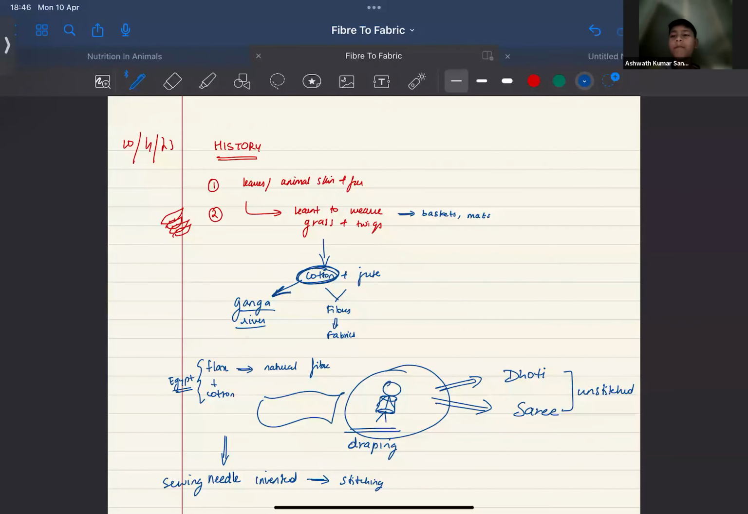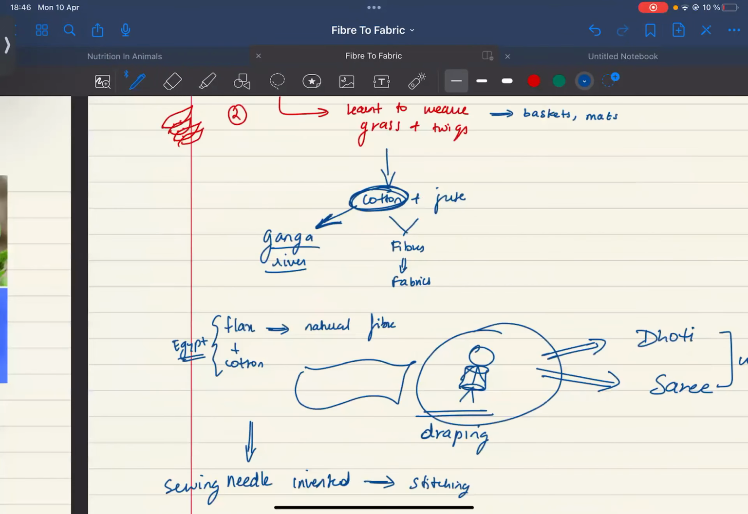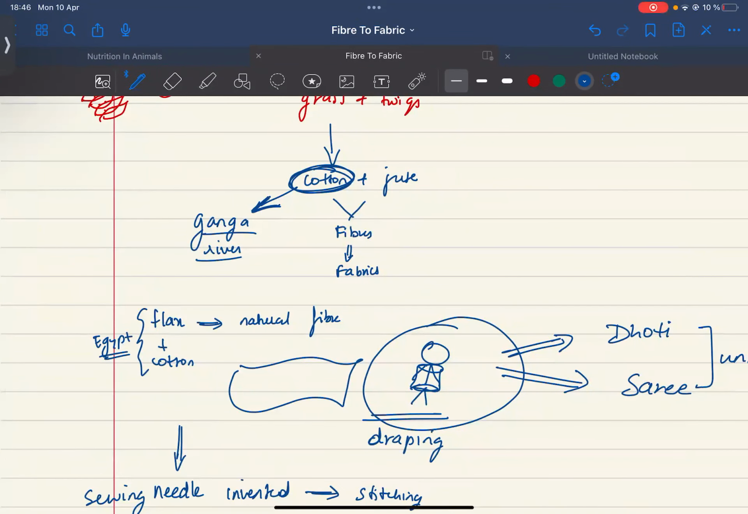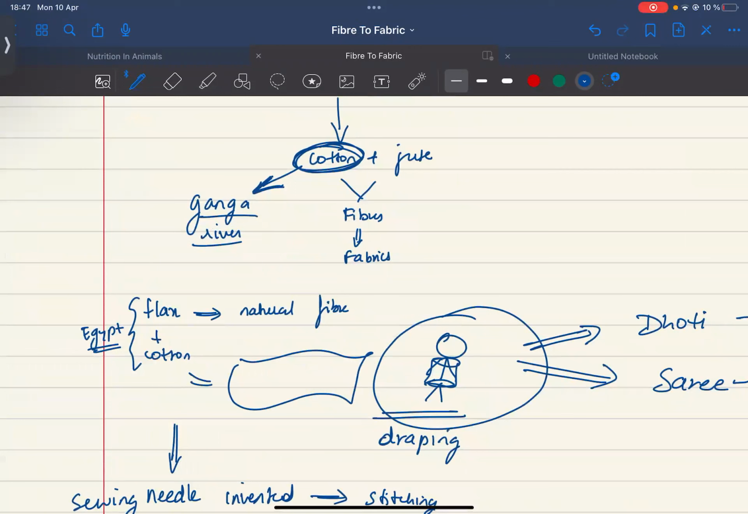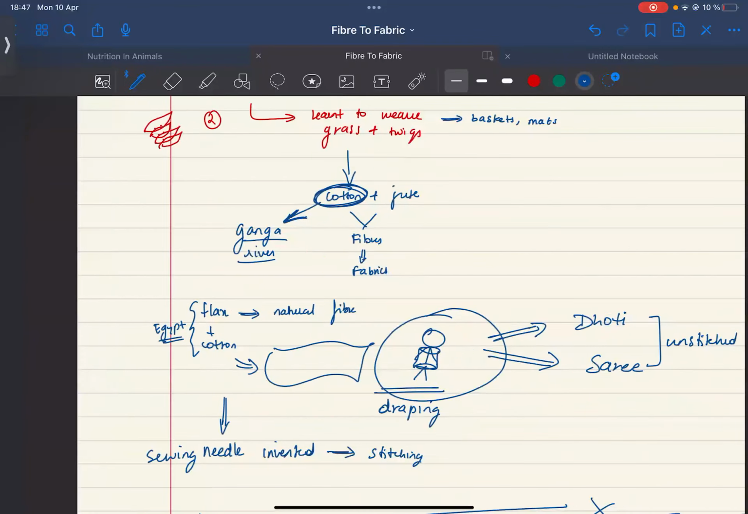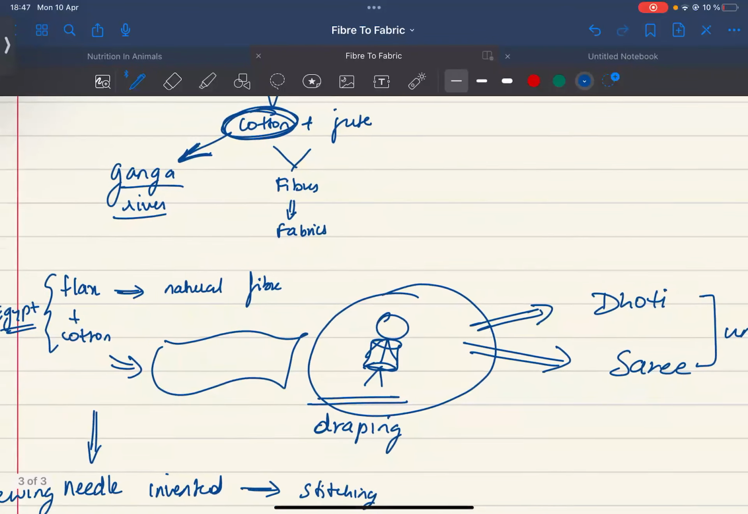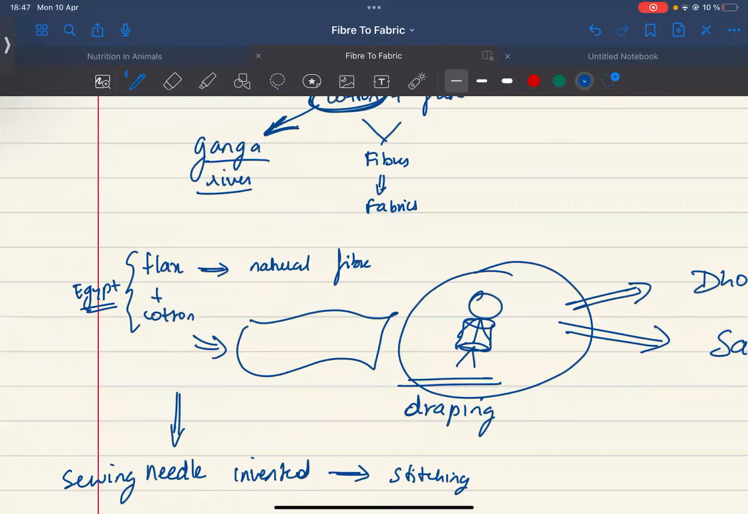Ma'am, how is flax woven into fabric? Sorry, can you come again? Ma'am, you told us about flax. It's not like I've mentioned anywhere that flax is woven into fabric. I've only mentioned flax is a natural fiber. Cotton they use for draping and sari, because you have cotton sari and everything, right? But later on, silk was invented. In olden days, silk wasn't found. Flax was normally used for making mats.